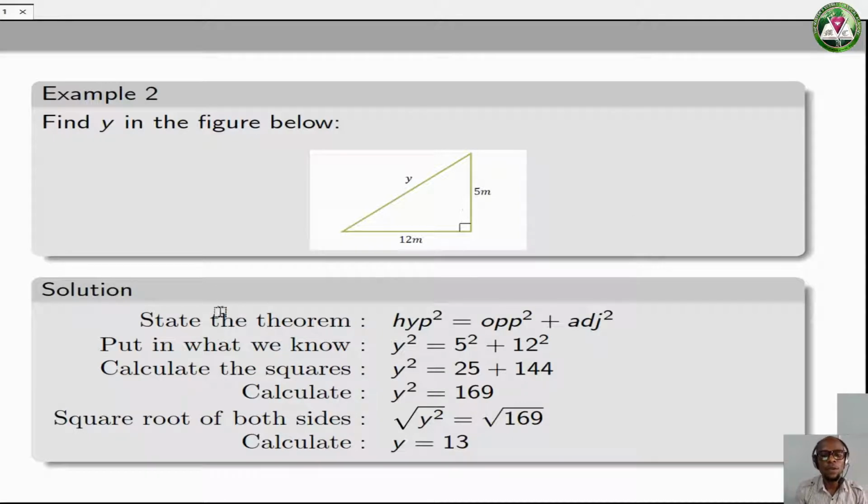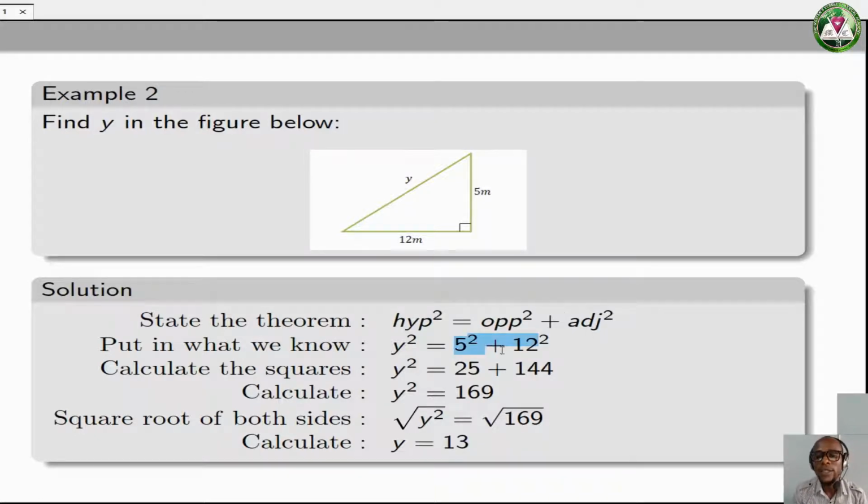So now, using the previous method in solving this, we have to state the theorem first. Stating the theorem: hypotenuse squared equals opposite squared plus adjacent squared. From what we have in our diagram, the hypotenuse there is y, so we take the square of it. That gives y squared equals, and the opposite side is 5 meters, so we take the opposite and square it. We have 5 squared.